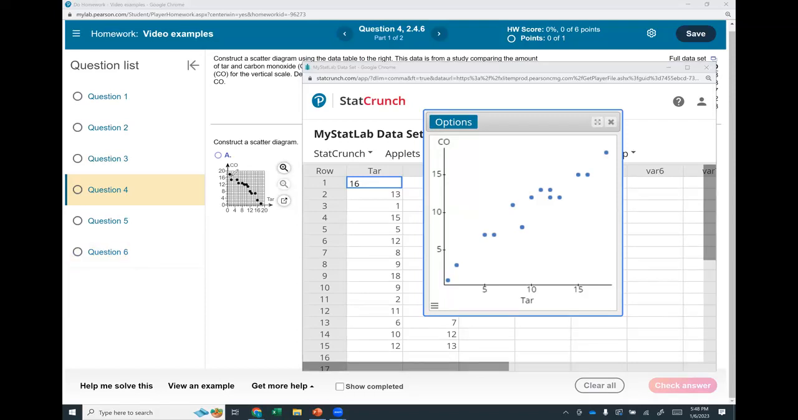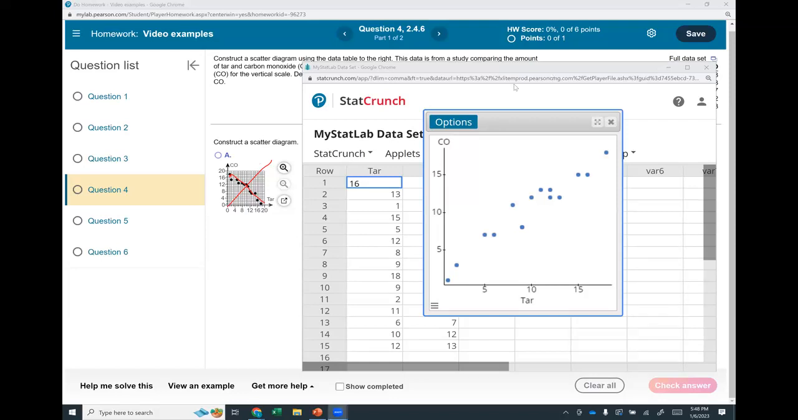We're starting up here and we're kind of coming down, right? Like the bigger tar gets, the smaller the carbon monoxide gets. But that's not true with the graph that we have here. So I'm going to say, no, it's not that one. Okay.